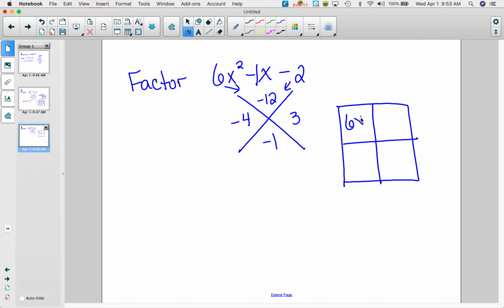This is the 6x squared. This is the minus 2. This tells me how to break up the x's. I'm going to put the minus 4x here, although it wouldn't matter if I put the 3x there. It would have still worked.